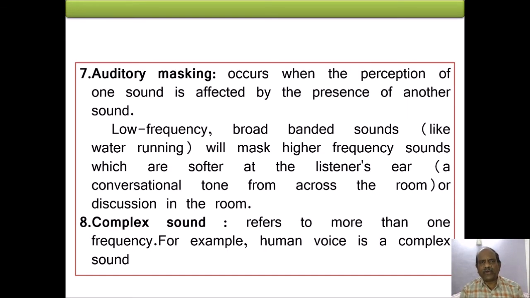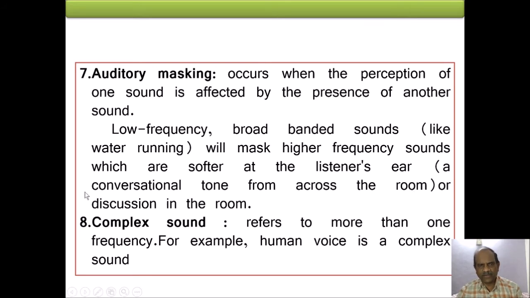The seventh important property of sound is what we commonly call auditory masking, which occurs when the perception of one sound is affected by the presence of another sound. For example, low frequency or broad banded sounds like running water will mask the higher frequency sounds which are softer at the listener's ear. A conversational tone from across the room, or discussion in the room, is an example of auditory masking.